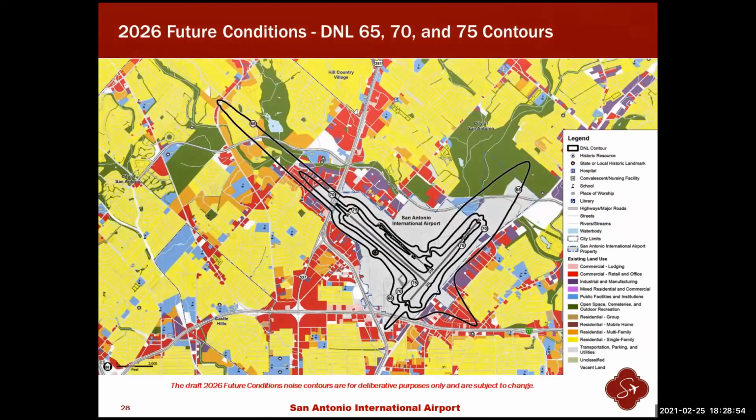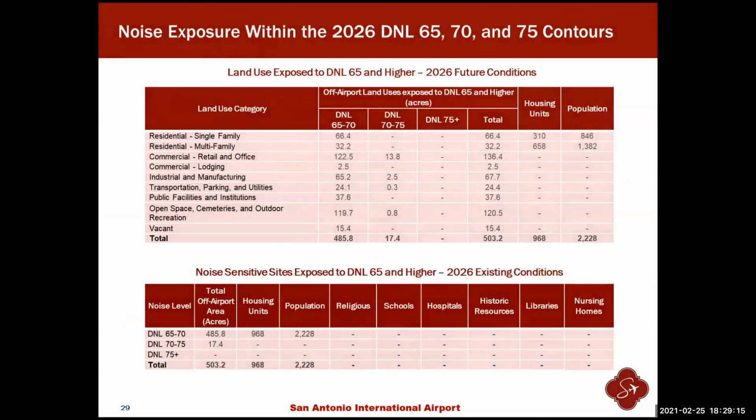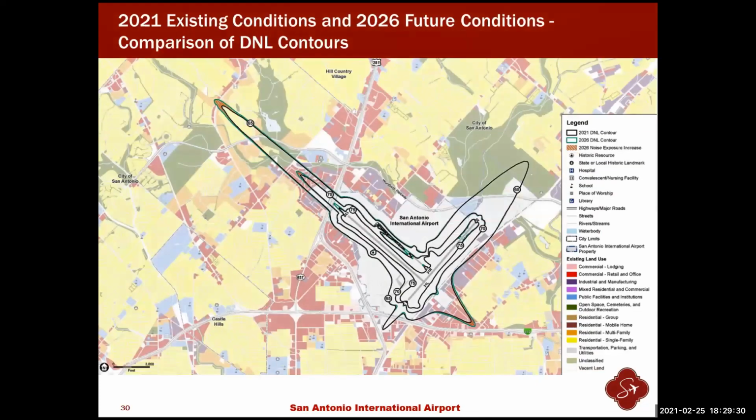This is the draft 2026 Future Conditions Noise Exposure Map. The DNL 65, 70, and 75 contours have been placed on the future or planned land use map, which essentially means that this map depicts aircraft noise exposure over all expected land uses in the vicinity of the airport. A high-resolution map is also available for download at the airport's Noise Office website. The top table shows the types of land uses and their expected total acreages within each 2026 DNL contour interval. The bottom table quantifies the types of noise-sensitive sites expected to be located within each 2026 DNL contour interval.